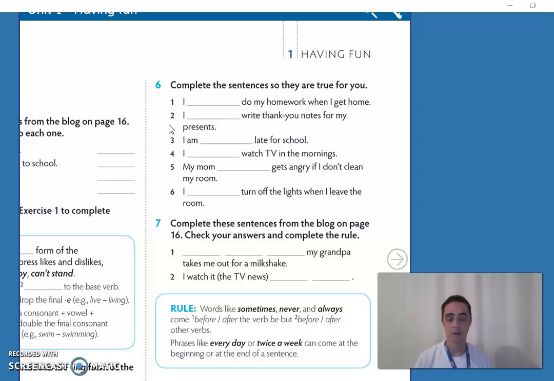Number 3. Oh, I'm never late for school or work in my case. Number 4. I sometimes watch TV in the mornings. Number 5. My mom never gets angry if I don't clean my room, because I always clean my room. And number 6. I often turn off the lights when I leave the room.